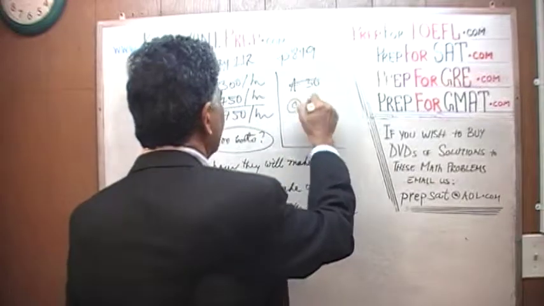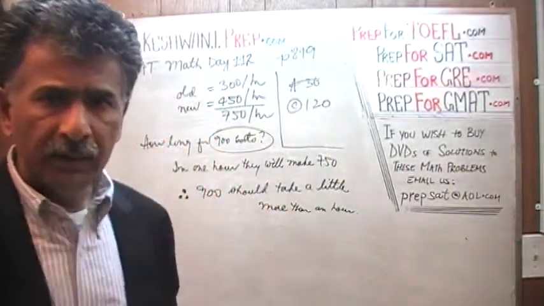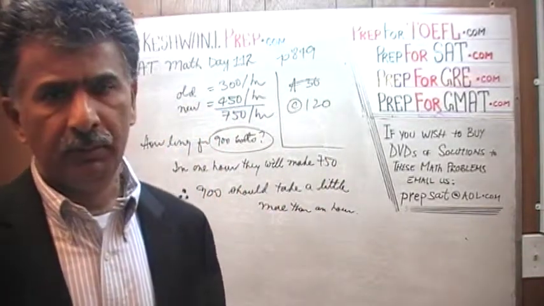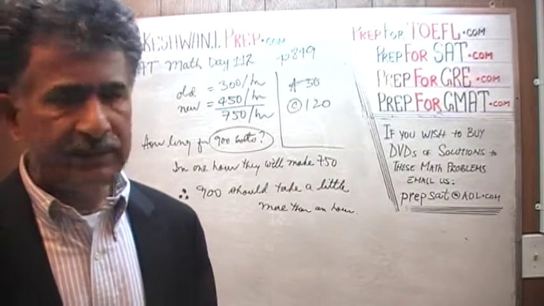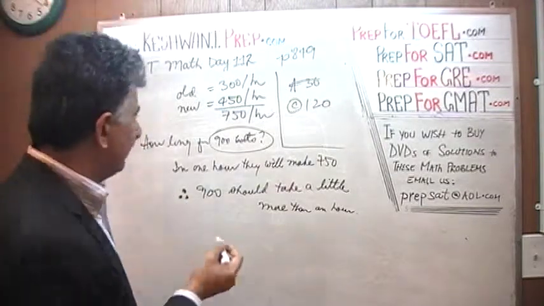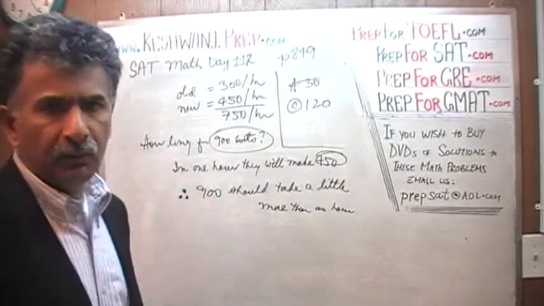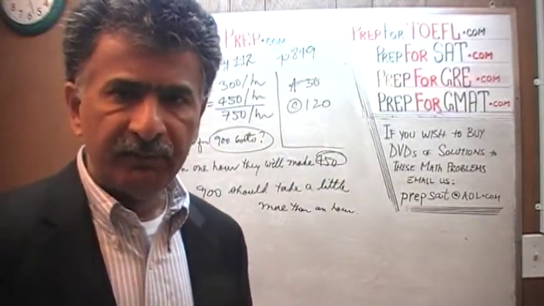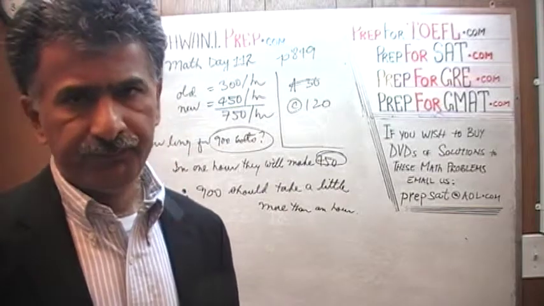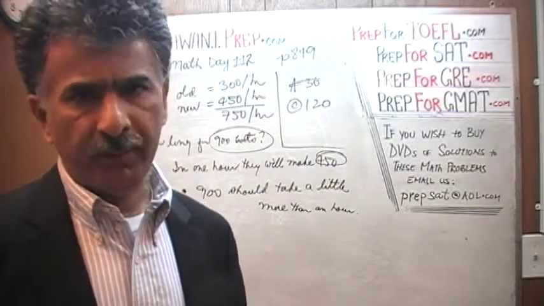C says 120 minutes. Well, 120 minutes is 2 hours. It's not going to take 2 hours. In 2 hours they're going to make twice as many bolts, 750 times 2, which is 1500. 900 is going to take just a little over an hour.